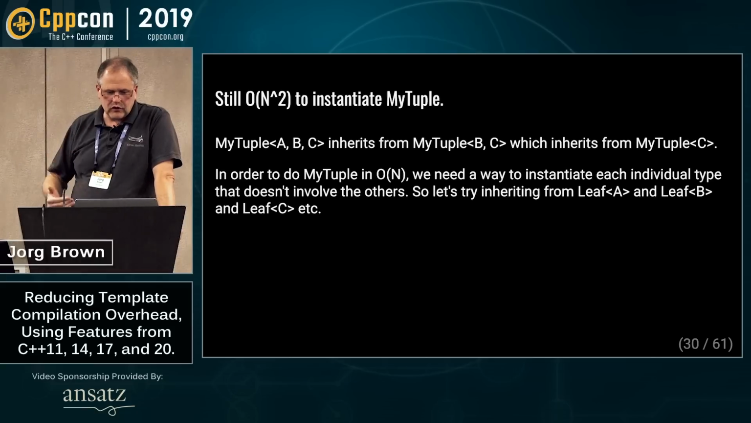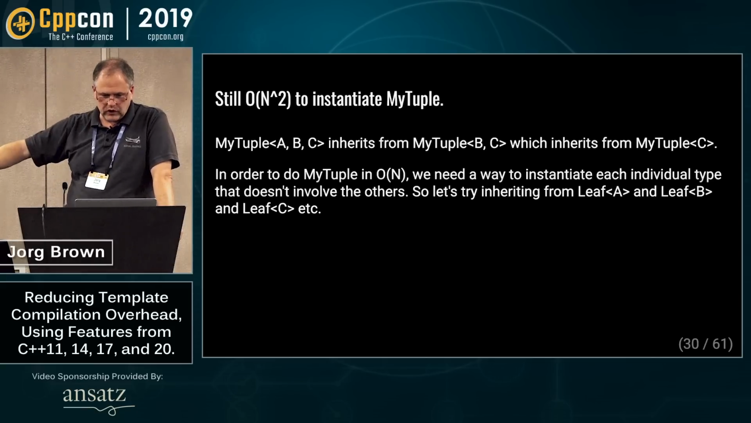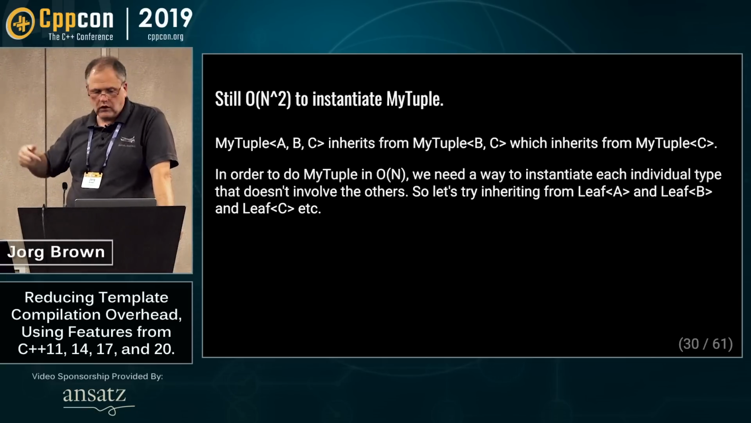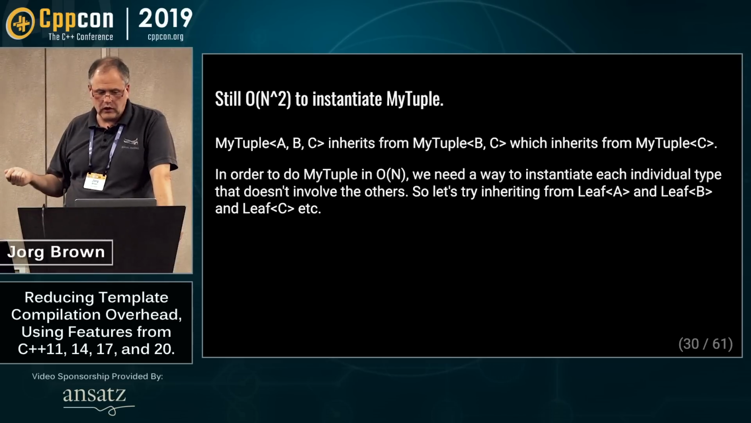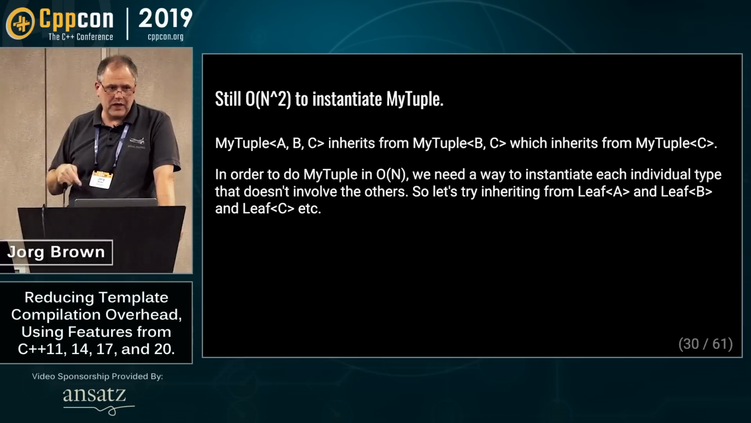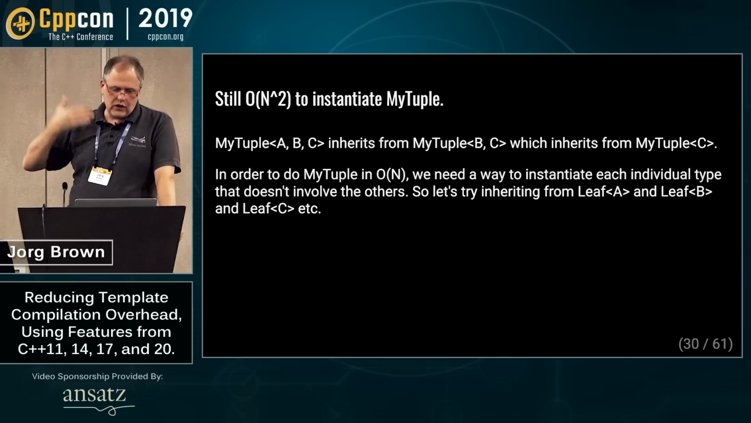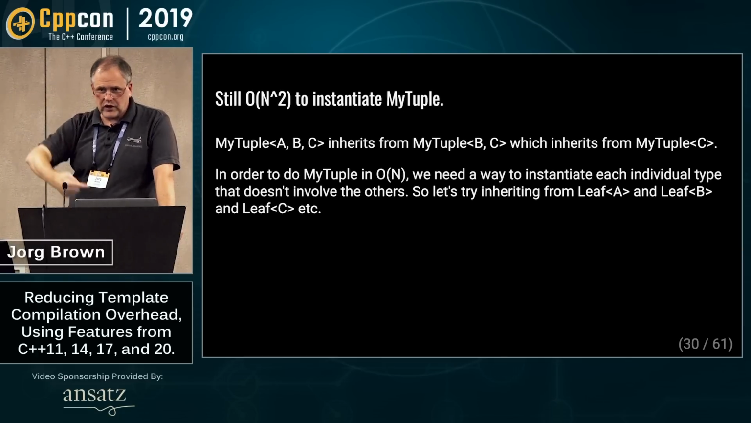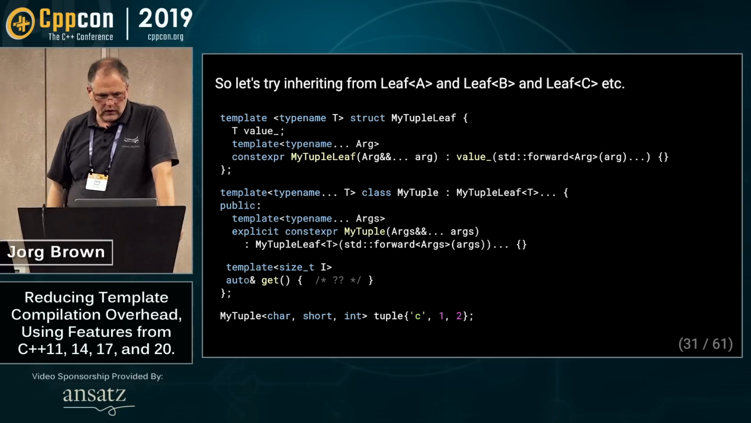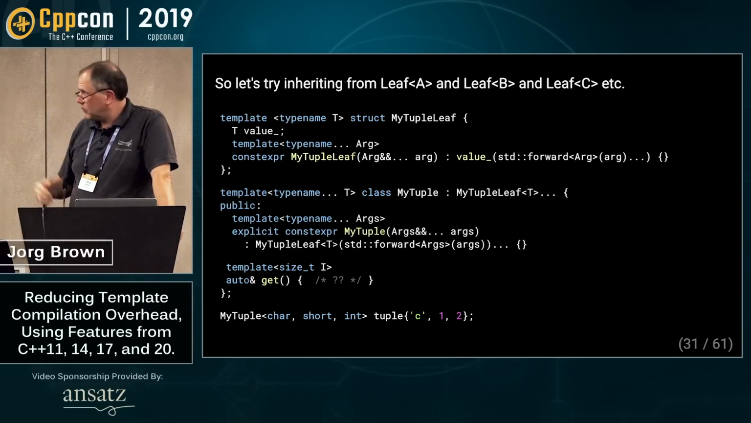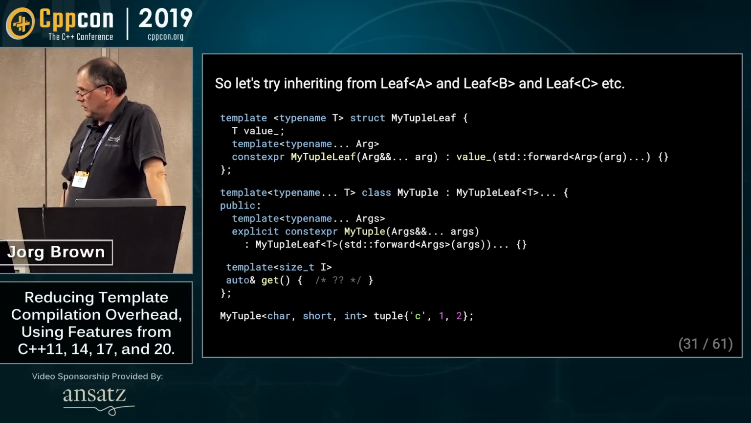My tuple ABC inherits from BC, which inherits from C, and in this case, it also inherits from the my tuple with no parameters at all. And then if you construct a my tuple of A, B, C, D, now you have to instantiate all of those, none of which are an exact match for any of the tuples that you've already had to instantiate. So what we really need is a way to inherit from each type individually. Fortunately, C++ allows us to do that.